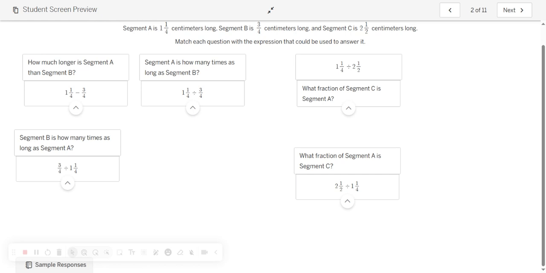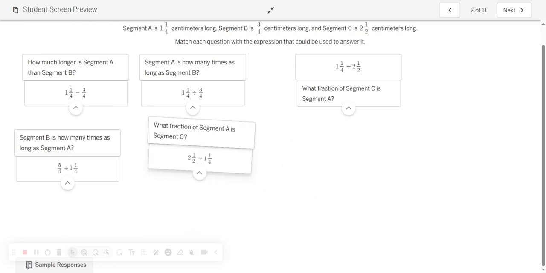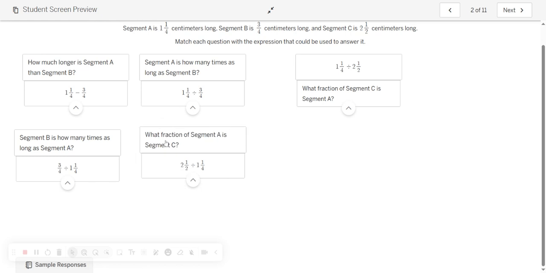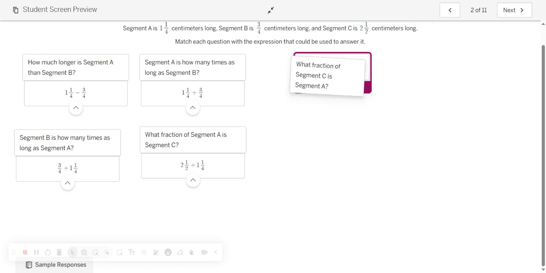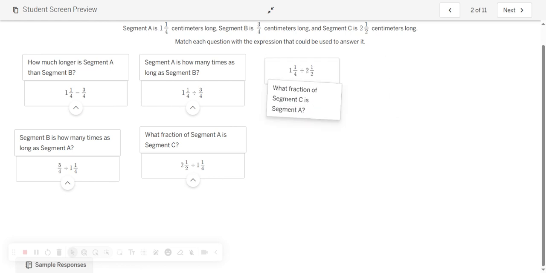But then it says what fraction of D was A and C. Here it says what fraction of segment A is segment C, in which case it's backwards. You've got to take C divided by A. And then lastly, what fraction of... oops, I broke it apart. They should get together. Oh well. There it goes. Those should go together.